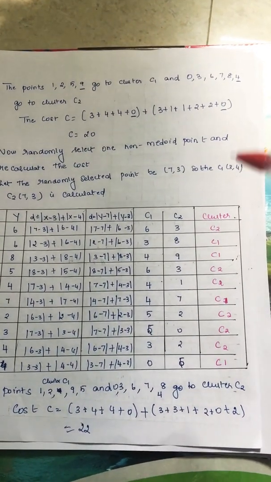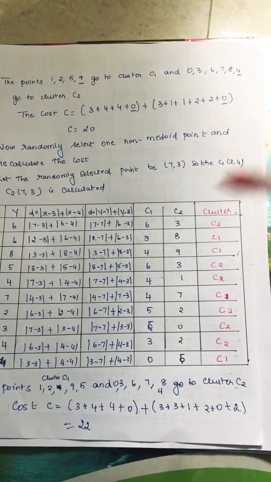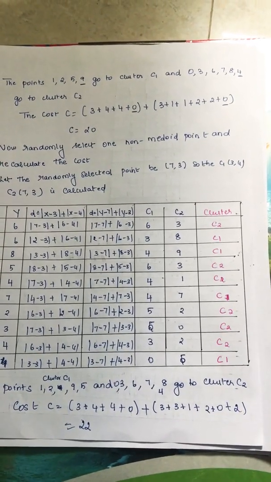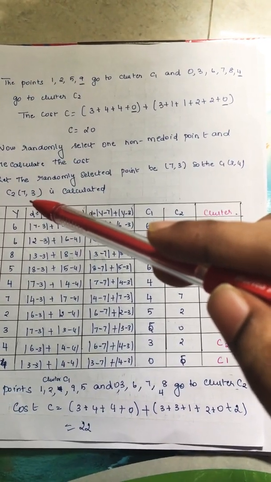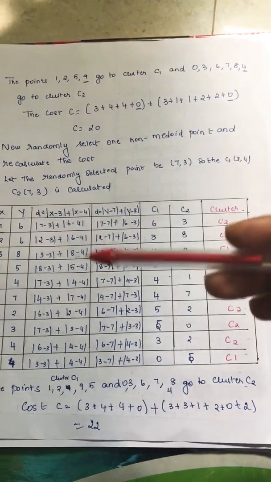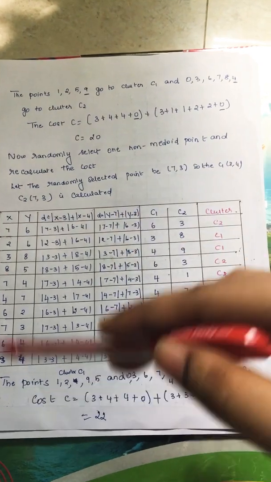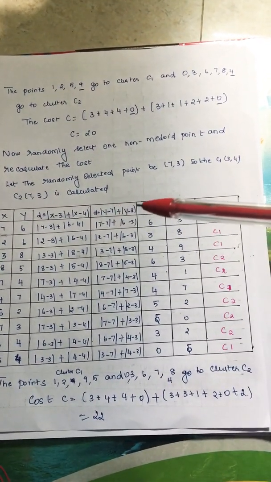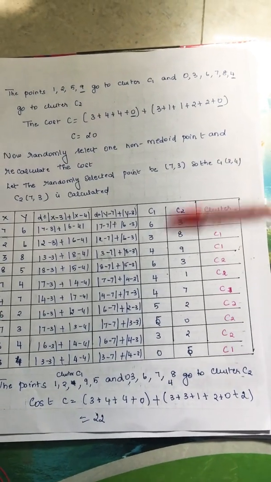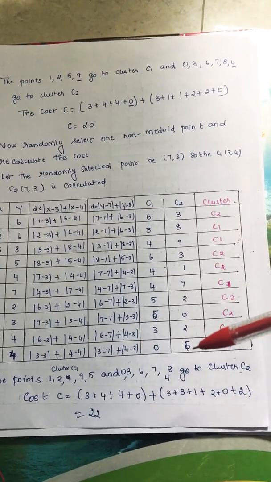So C1 will be (3, 4). It was already (3, 4) in the previous step, so that will remain the same. Only one of my data points changes, from (7, 4) to (7, 3). So I will recalculate the same way for 0 to 9 with (3, 4) as my D1 and (7, 3) as D2 instead of (7, 4).